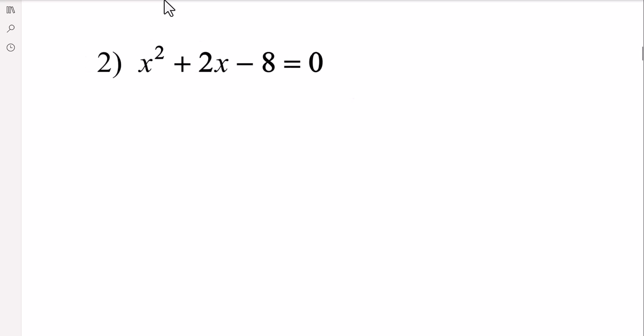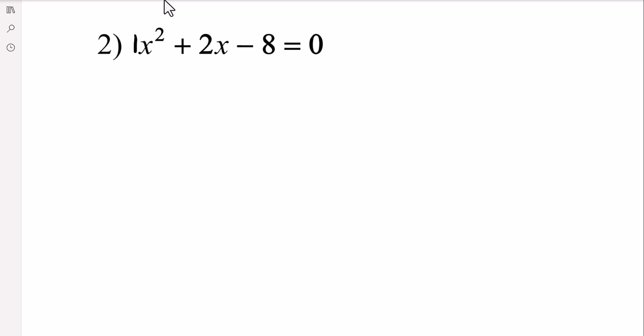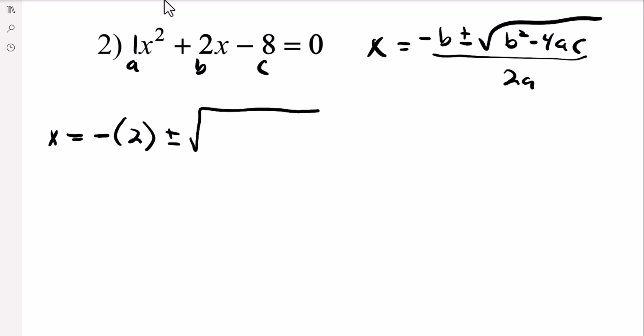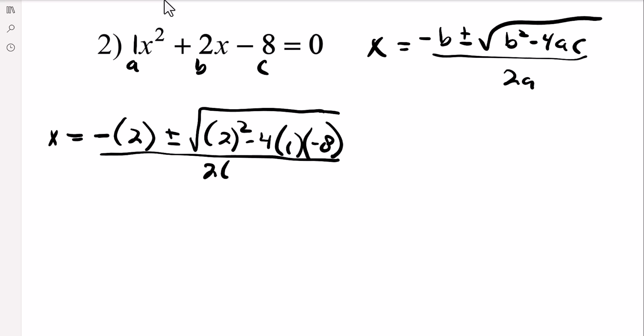Okay, let's start one from scratch. The invisible 1 is our A. Here's our B. Here's our C. Here's the formula. So we're going to say x is equal to the opposite of B plus and minus the square root of b squared minus 4 times the a value times the c value, all of this divided by 2 times the a value.